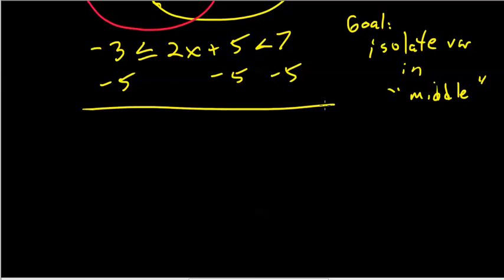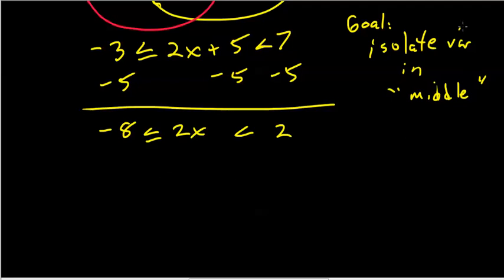Alright, and again, when you add or subtract an inequality through by anything, you leave the arrow alone. So let me leave the arrows alone and simplify on both sides. Minus 8 is then less than or equal to 2x, which is then less than 2.